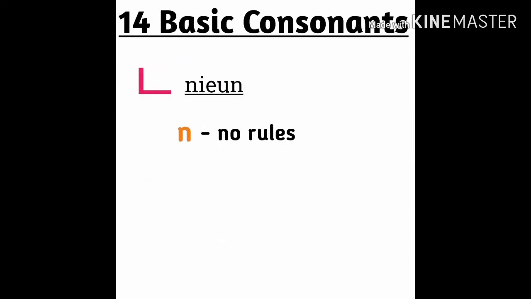The next basic consonant is the consonant nian. It will sound as N. It has no rules. It always sounds as N wherever its position. For example, this word. Nian is in the first and middle position and it will sound as N. So we will read this word as nuna.